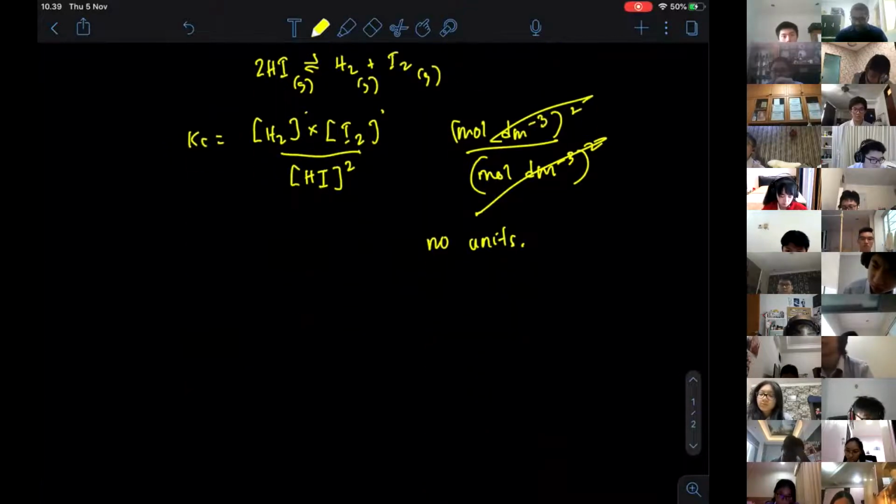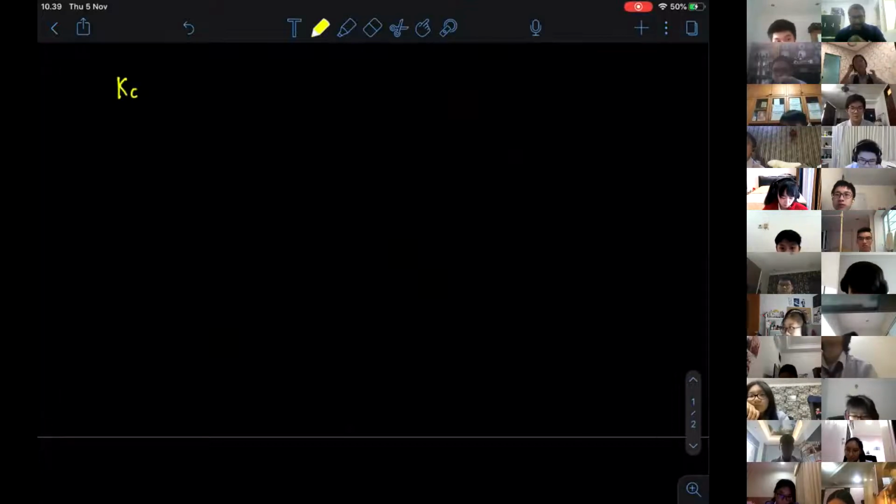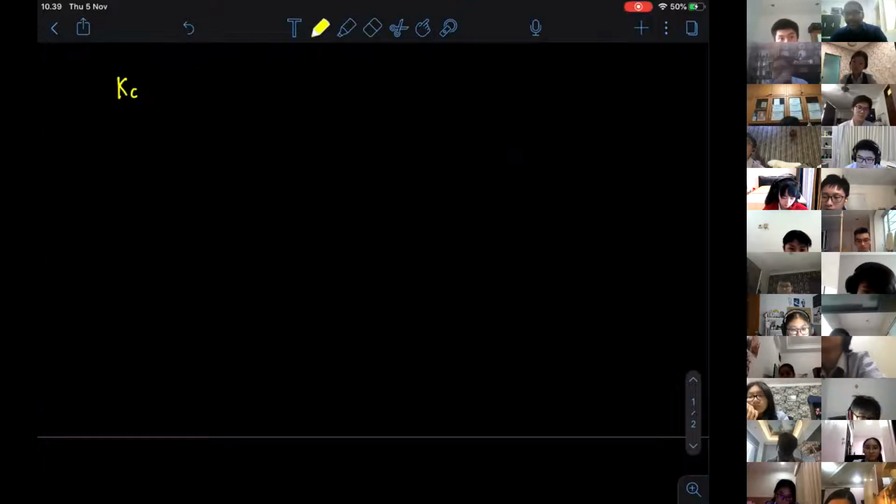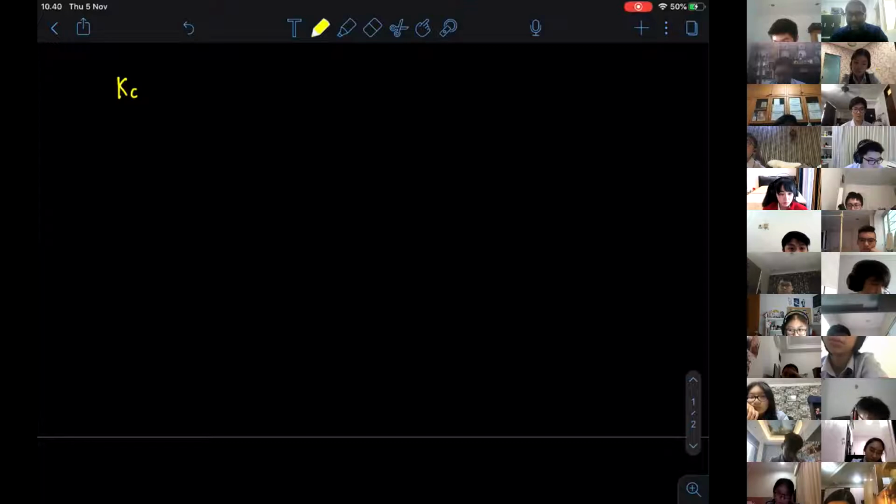And I want you to also remember when it comes to Kc, we can calculate for liquid, for aqueous, and for gas, but we do not include solid in our calculation for Kc. If they ask you the reason: for solid, the concentration is always constant. We do not involve any concentration that is constant in our Kc calculation. That is going to be the reason.